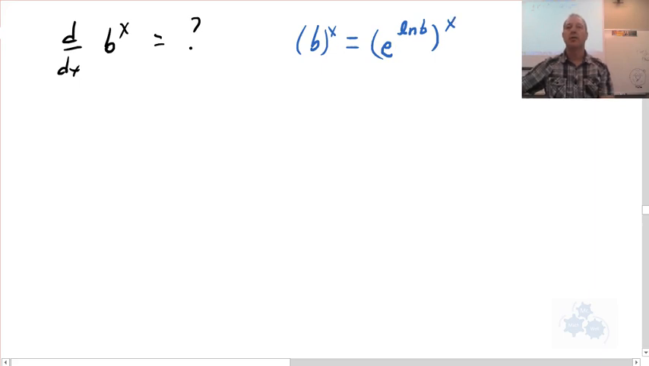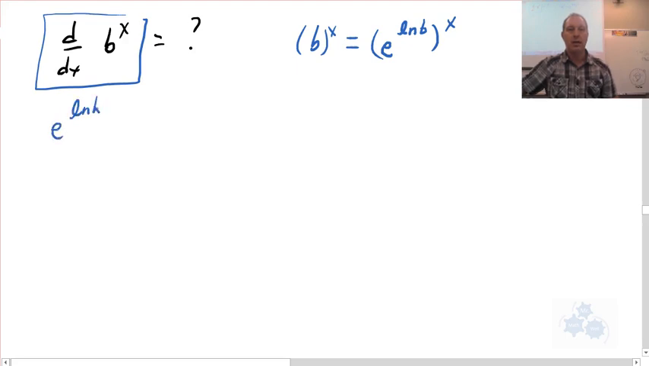And again, I'm just showing you where this comes from and how we can use what we already know to find out what the shortcut will be for what's coming up. So if we did this, the next step would be to try to find e to the ln of b times x. I'm going to find the derivative of that.